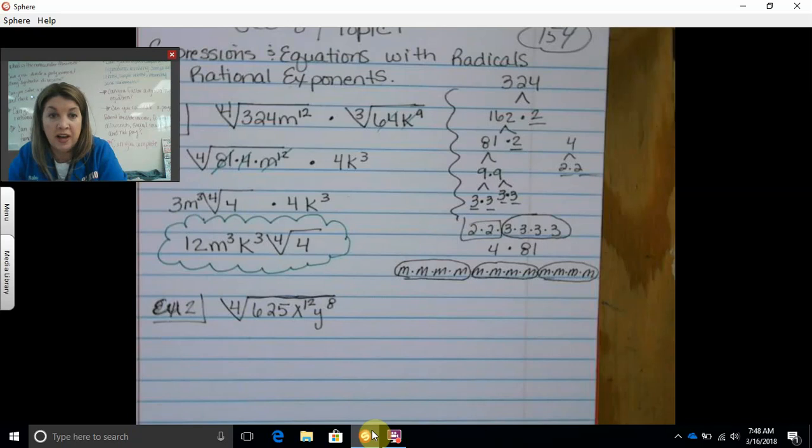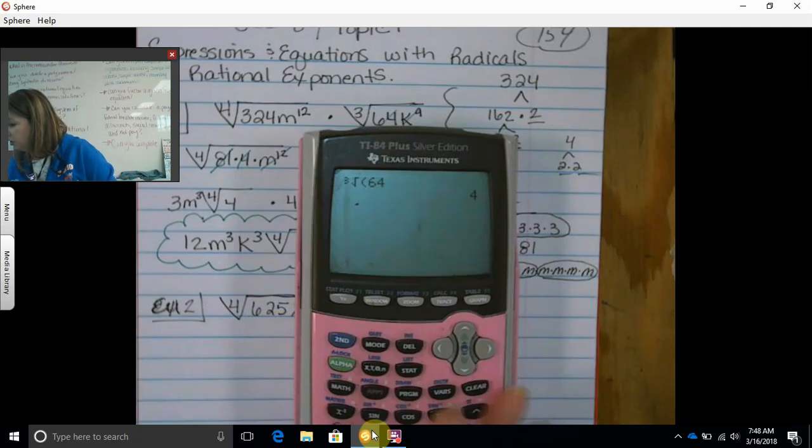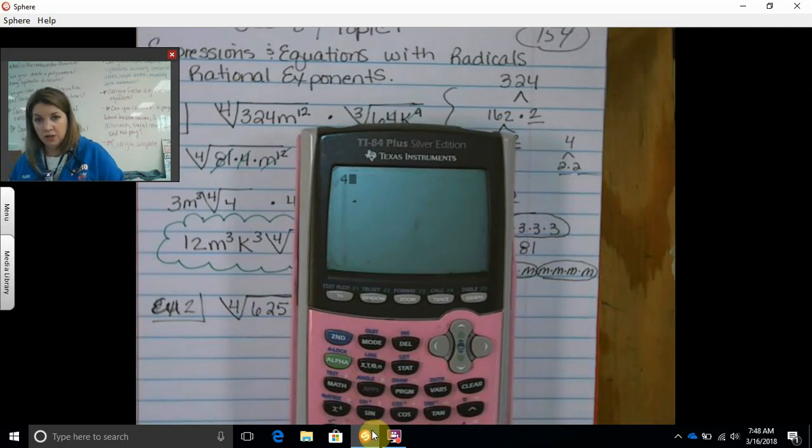So 625, I don't know if it's a perfect fourth root. I'm either going to do a factor tree, but before I do that, I'm just going to check in my calculator. So we hit 4, math, option 5, 625, enter. Yay, there's no decimal, so 5 is the perfect fourth root.